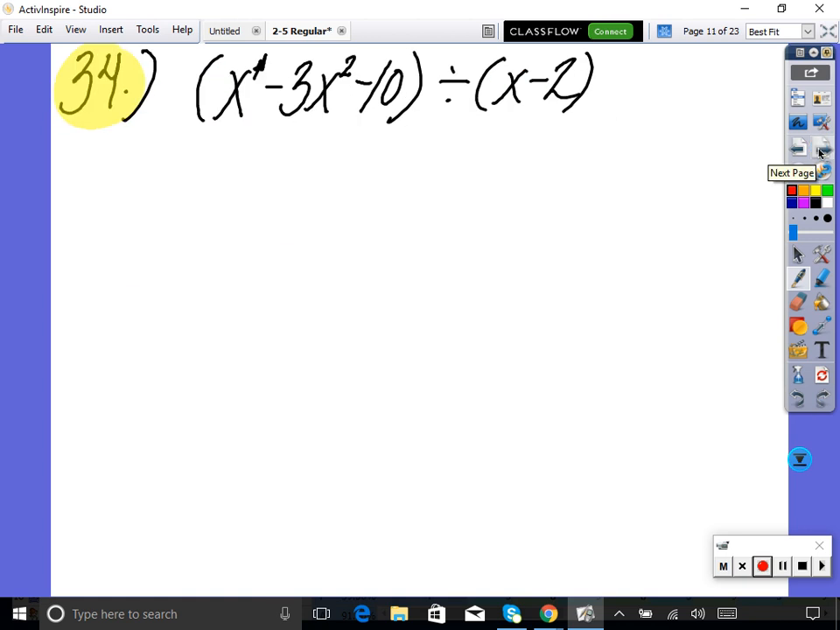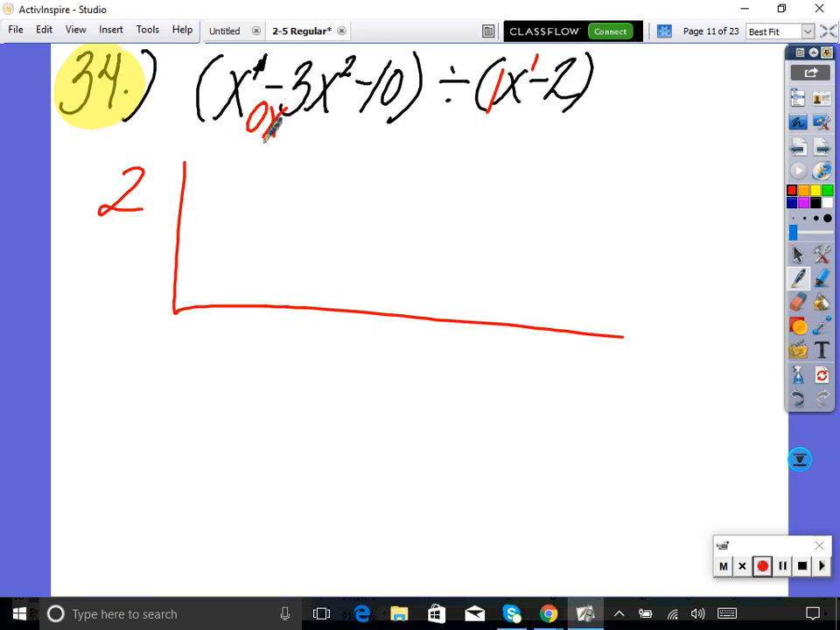Let's do one more together and let's go quick. I'm going to use synthetic division. How about you? So we're going to use positive 2. Now watch. The reason I'm doing this one is because what am I missing? X cubed. And what else am I missing? 0x. So we're going to have a 1, a 0, a negative 3, a 0, and a negative 10. Does everybody see why? Okay, you have to remember that because it's not going to be said to you.